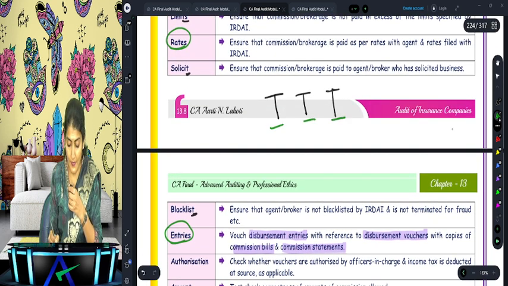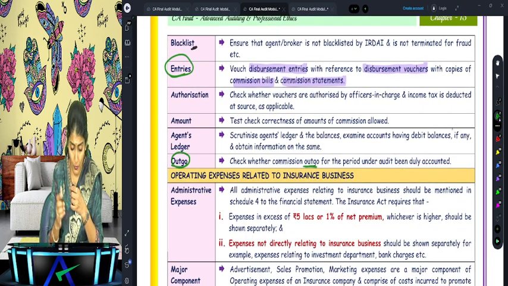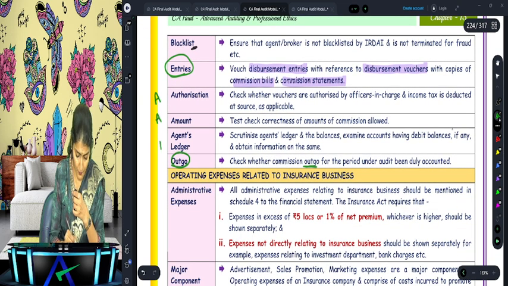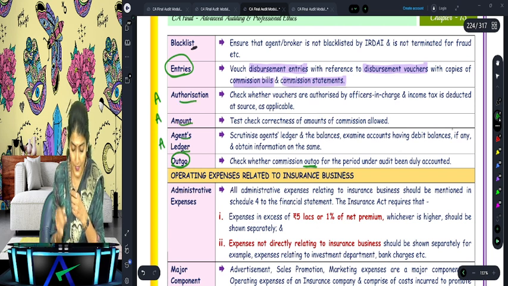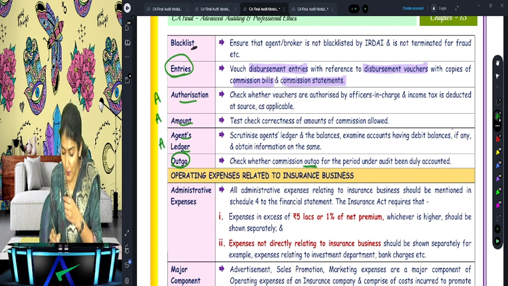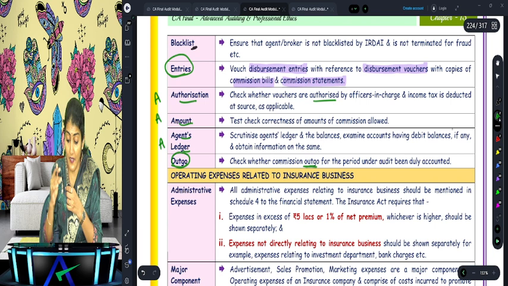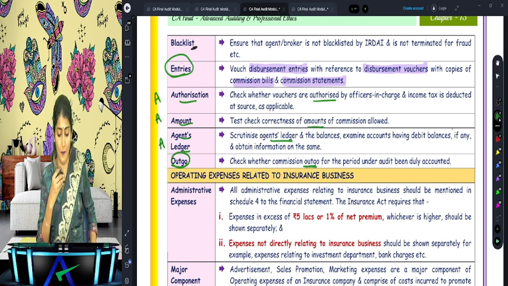So limit, solicit, and the blacklist. Then after that, rate entries and the outgo. And then you have 3 points of A over there. What are the 3 points of A? Authorization, amount, and the agent's ledger. Right? So what does it say? Vouchers are authorized by the officers in charge. Check the correctness of the amount of the commission allowed and scrutinize the agent's ledger and the balances. Examine accounts having debit balances and obtain information on the same.